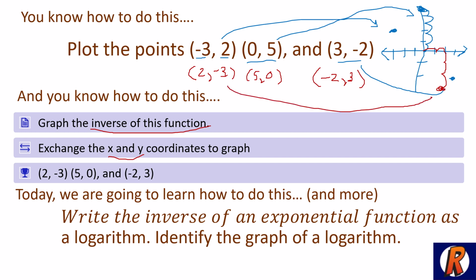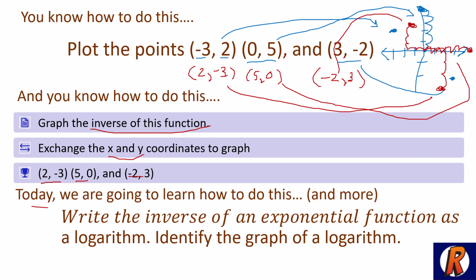5, 0, we'd go over 5, 1, 2, 3, 4, 5, 0, and then -2, +3. -2, +3, 1, 2, 3, up here. All right, so that would be graphing the inverse. So we did that right here.